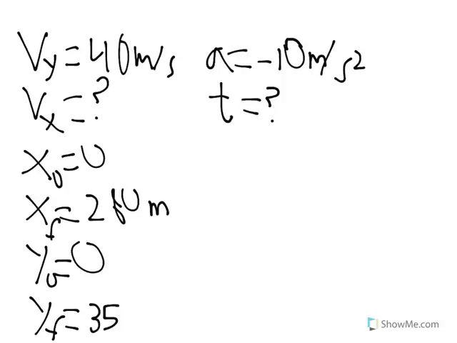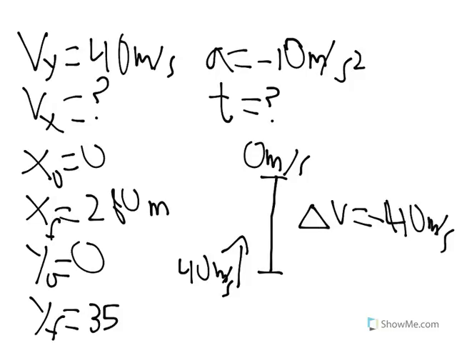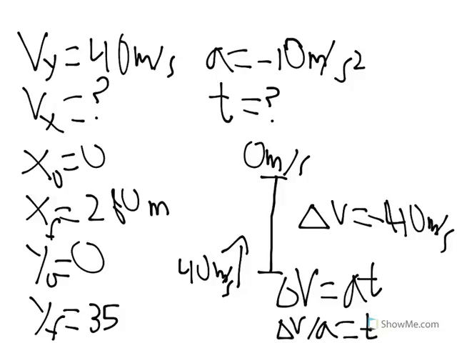Let's start by looking at time. The time from the bottom to the top is fairly simple, right? There's a change in velocity. The bottom is going 40 meters per second. At the top, it's going 0 meters per second for reasons we've discussed in earlier videos. So that's a change in velocity of negative 40 meters per second. We know that change in velocity is acceleration times time. So change in velocity divided by acceleration equals time. And in this case, negative 40 divided by negative 10 is 4. So 4 seconds is our time.